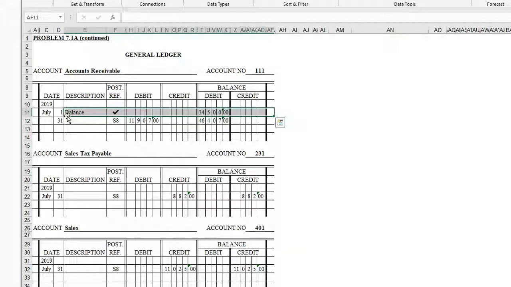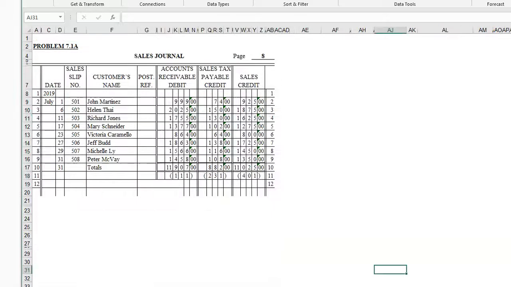What's the first thing you want to do? It's going to be on the second tab of the 7.1a, not the first. Okay, so that gets a debit balance because accounts receivable is an asset and assets are debits. You could just put that straight into the balance. Okay, then let's look at the problem.